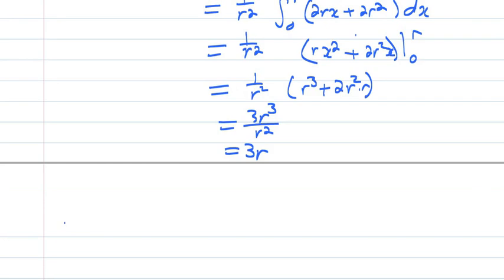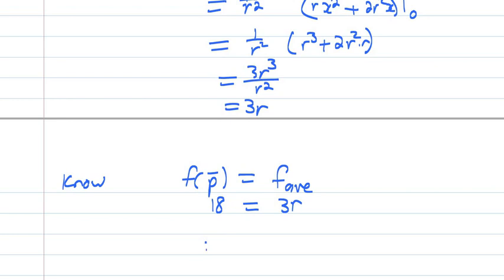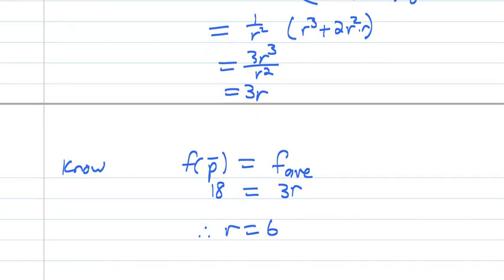All right, and so now it's given that F(P) is F average. F average we worked out to be 3r. F(P) we worked out to be 18. So that means that therefore r is equal to 6, and that is the answer if your alpha was equal to 1.